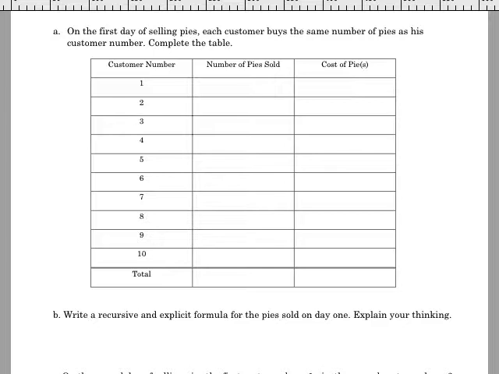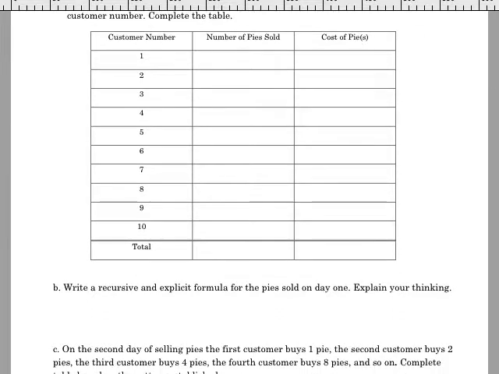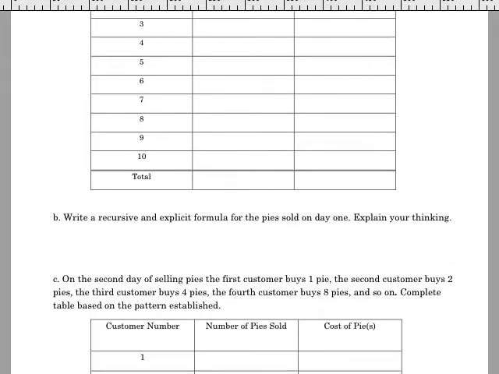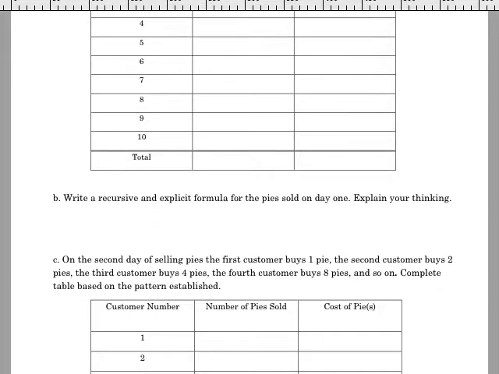You have to be careful to pay attention to the second part of the first sentence. It says, on the first day of selling pies, each customer buys the same number of pies as his customer number. And so customer number 1 bought 1. Customer 2, 2, customer 3, 3, etc. On the second day of selling pies, the first customer buys 1 pie, the second buys 2, the third buys 8, and so on.